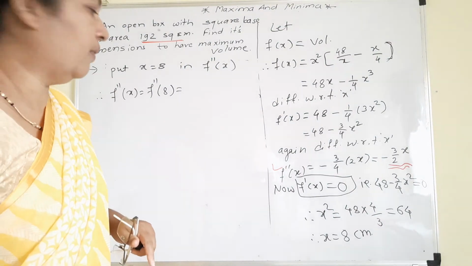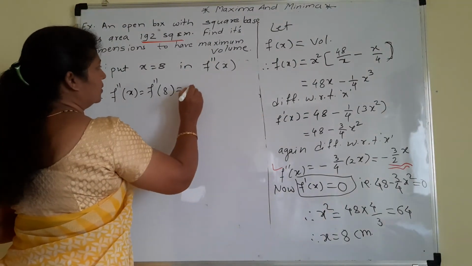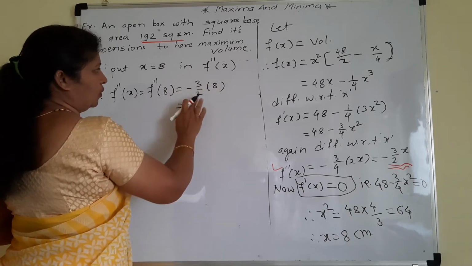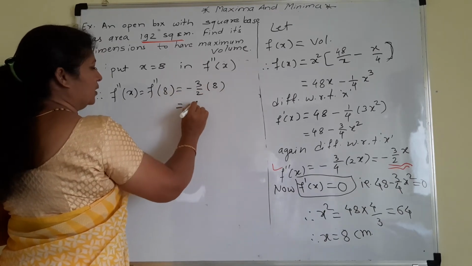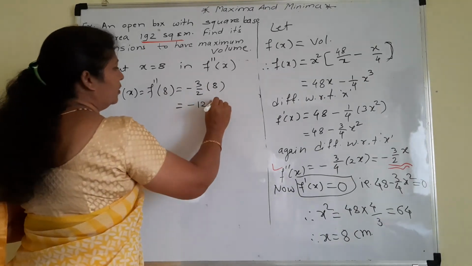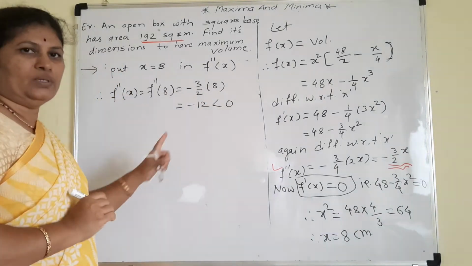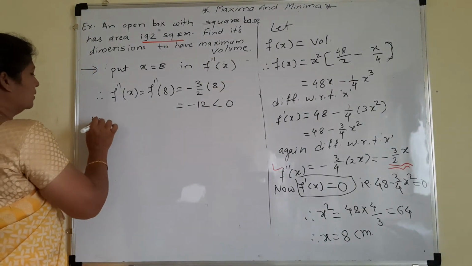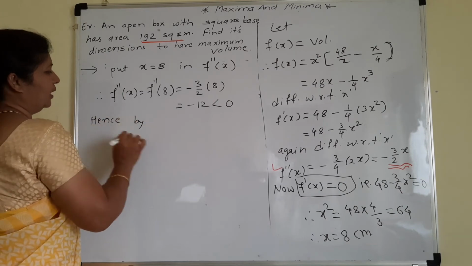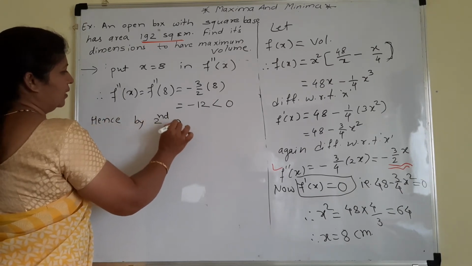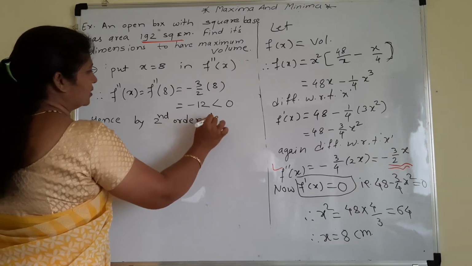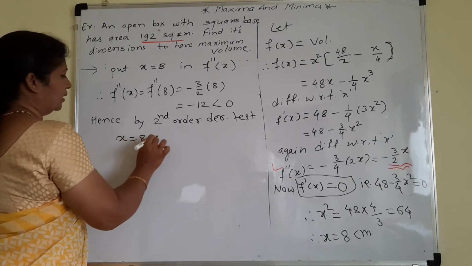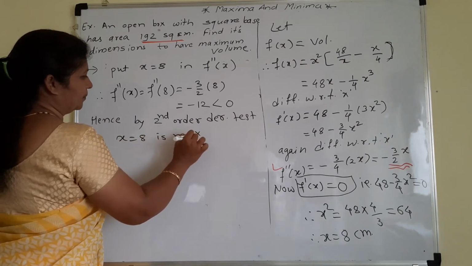Therefore substituting the value, minus 3 by 2 into x is equal to 8. So this is equal to 4 into minus 3, that is minus 12, which is less than 0, negative. And hence by second order derivative test, x is equal to 8 is maxima.